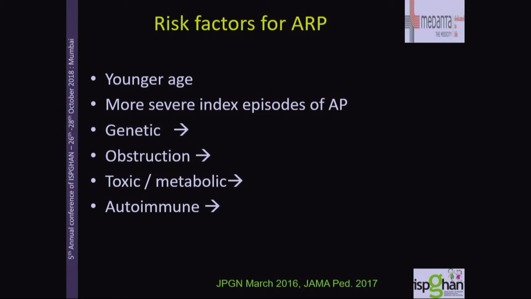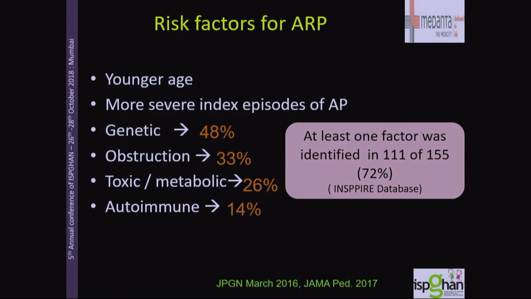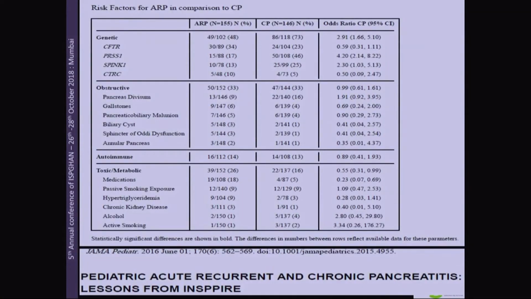But besides that, this paper in JPGN highlighted beautifully that in 155 patients, 111, that is 72%, had one of these: either genetic, obstruction, toxic, metabolic, or autoimmune. This is what they would have and which you need to highlight. These are the patients who will have higher predisposition.